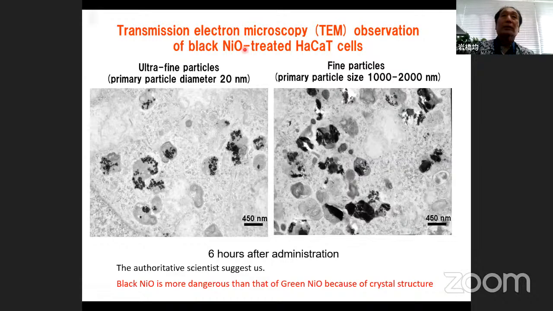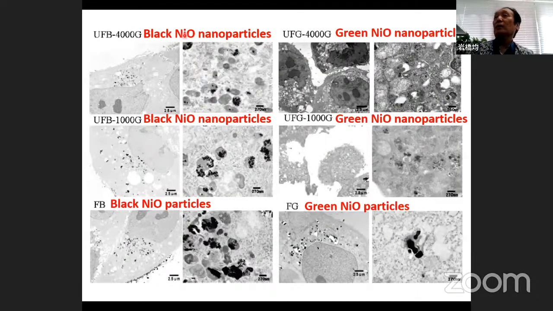And this is nickel oxide. I'll show you some example results. This is an ultrafine particle of nickel oxide and fine particle, same as with titanium. This is incorporated into the cell. And we have two types of nickel oxide, black and green. Black nickel oxide fine particle was said to be more dangerous than green fine nanoparticle because the crystal structure was different. A senior scientist told me, you have to take care with black nanoparticles because the crystal structure is different from green nickel oxide.